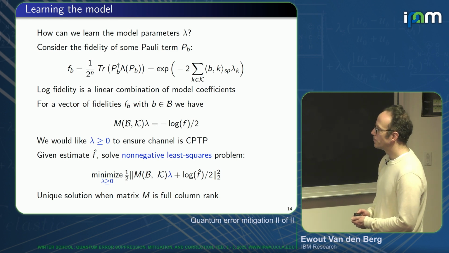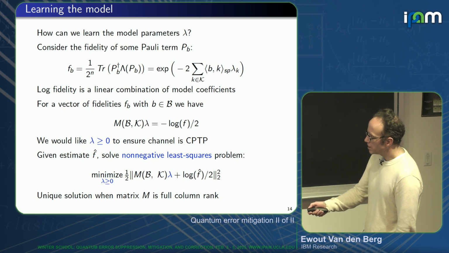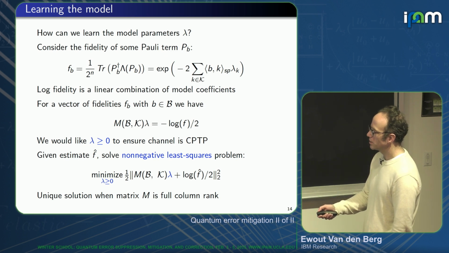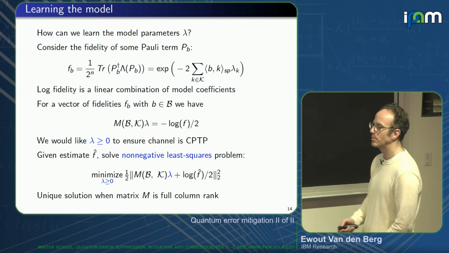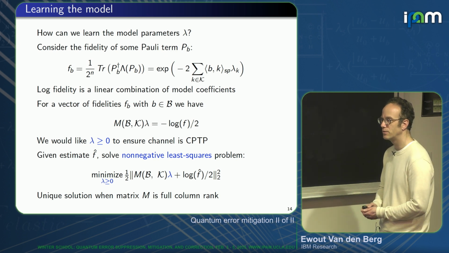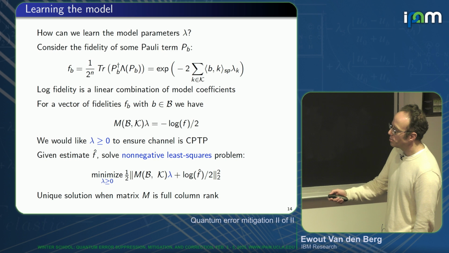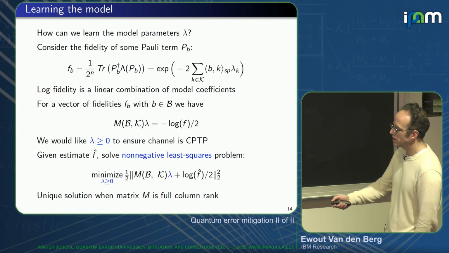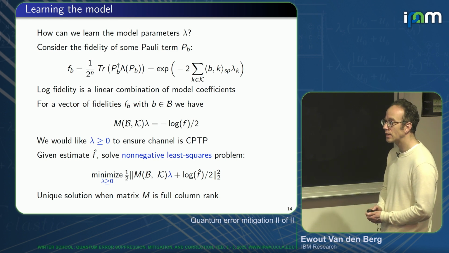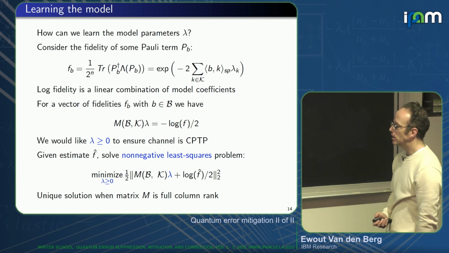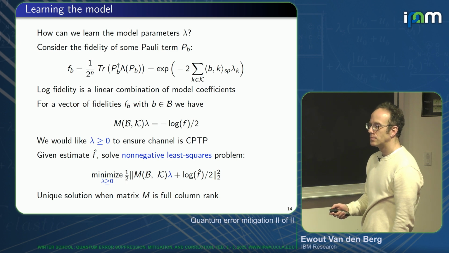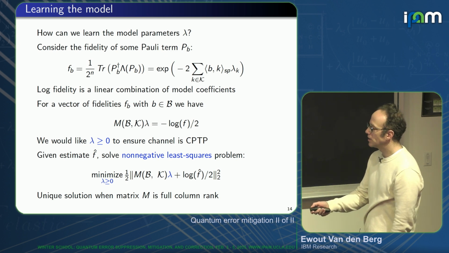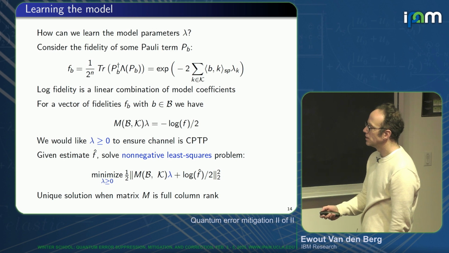Okay. And the solution of this problem is unique whenever M is full column rank. So there does not exist a non-zero lambda such that M times lambda is 0, right? If you choose your elements B to be such that this matrix is full column rank, it can be a tall matrix, then we can solve for lambda. So we can have a redundant number of fidelities to measure.